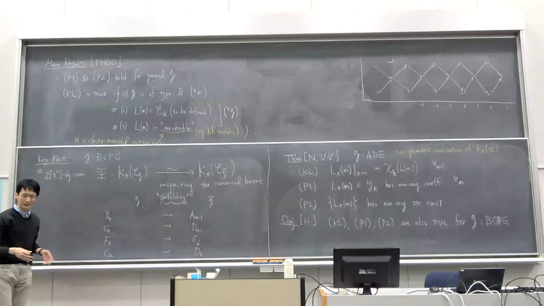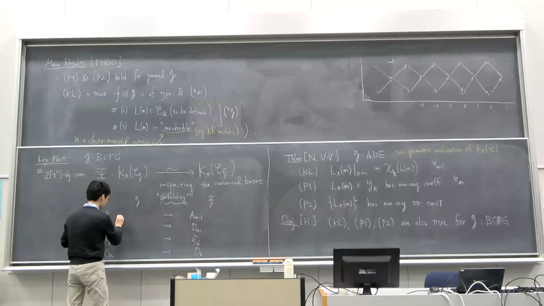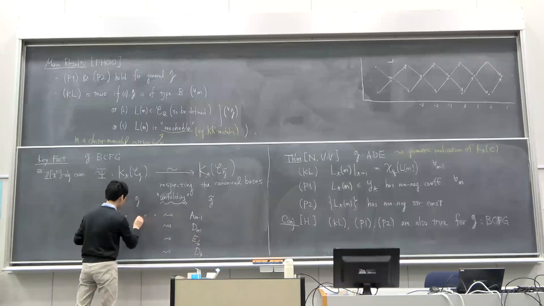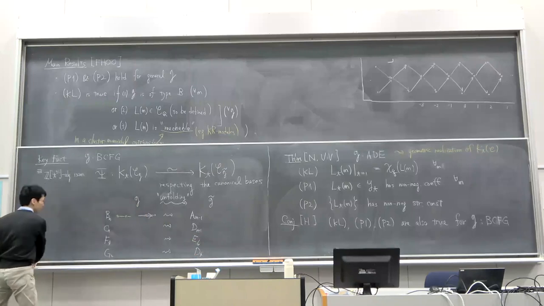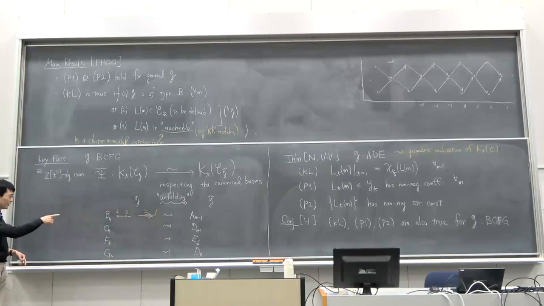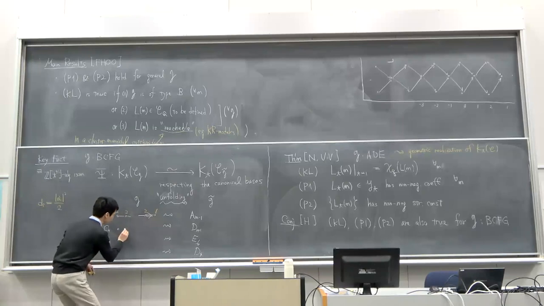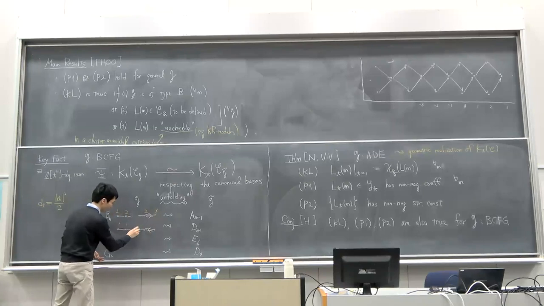And there is a convenient way to memorize this correspondence. Let us consider the Dynkin diagram of this type B_N Lie algebra. Then we put some numbers, in this case 2, 2, 2, and 1. So this number is d_i, which is half of the square length of the simple root corresponding to this vertex. So in this case 2, 2, 2, 1, and in type C case, we have 1, 1, 1, and 2.